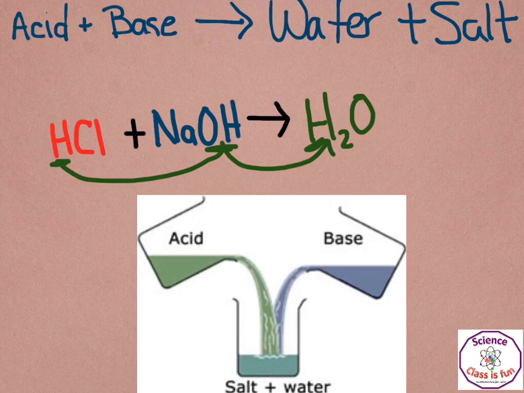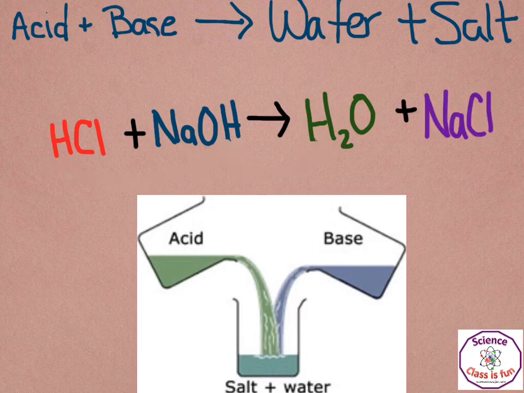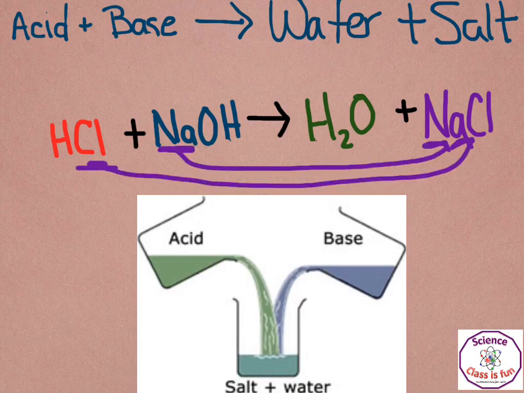So we have two other chemicals left. What do the other two chemicals form? Sodium chloride. And those two chemicals come from the hydrochloric acid and the sodium hydroxide. So they come over here to form NaCl.